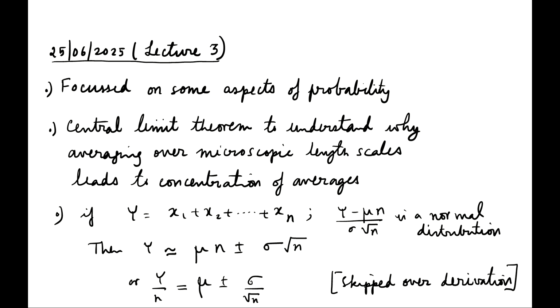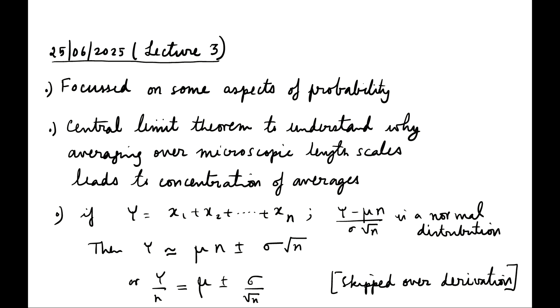Then I showed some numerical results that if you generalize the random walk problem, not just a single step, but 5 steps, Gaussian, continuous and so on, the answer does not change. And then I stated the result of why this was true, that there's something called the central limit theorem, which says that when you average over microscopic length scales, which corresponds to summing over a large number of variables, then that leads to the concentration of the values of these averages.